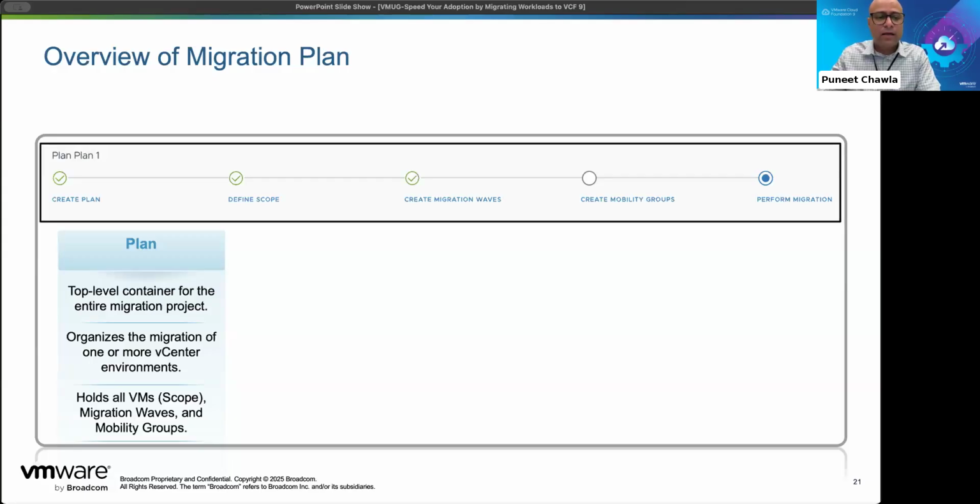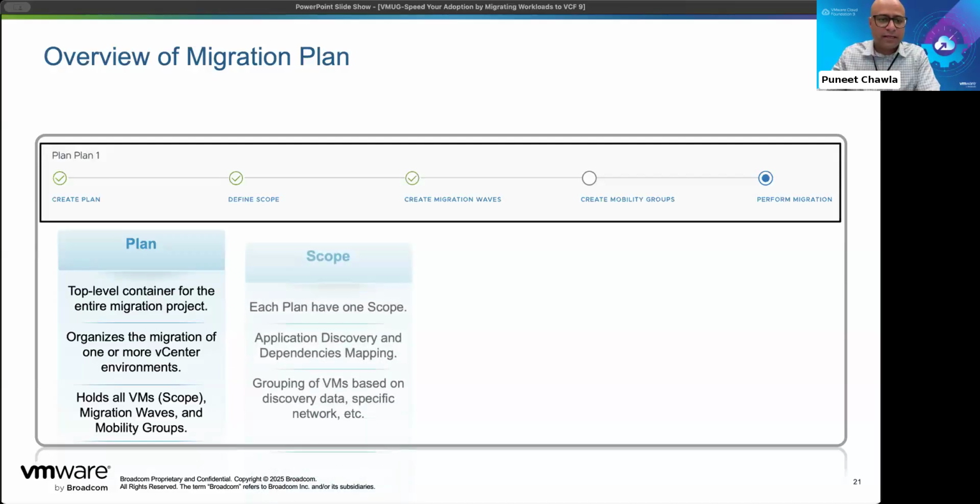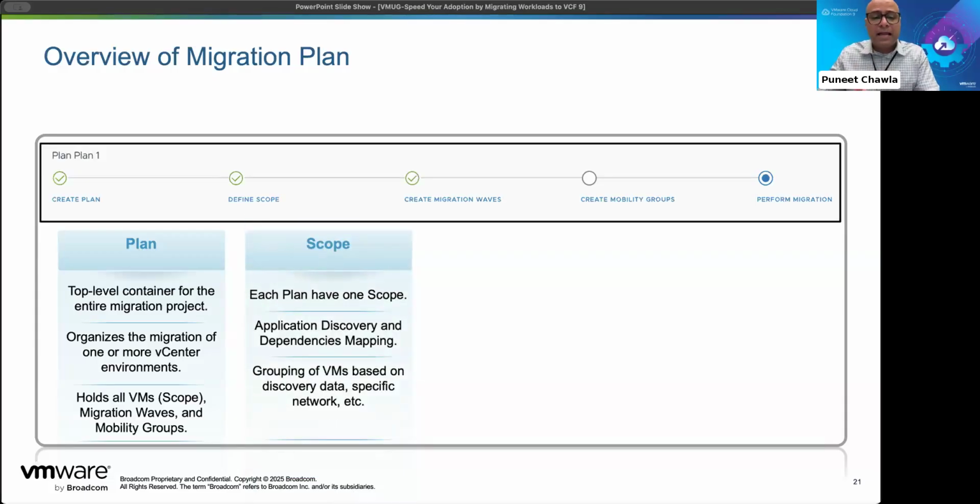It's one big container with multiple virtual machines, if that's the environment. Every plan has one scope, and scope is where we're really defining the list of virtual machines. Now, you could have 10,000 virtual machines in an environment, but maybe you want to create a plan focusing on only a smaller amount of it, and you can do that. And we can do it by doing the application discovery first and recognizing these are the applications I would like to be part of the scope of this plan.